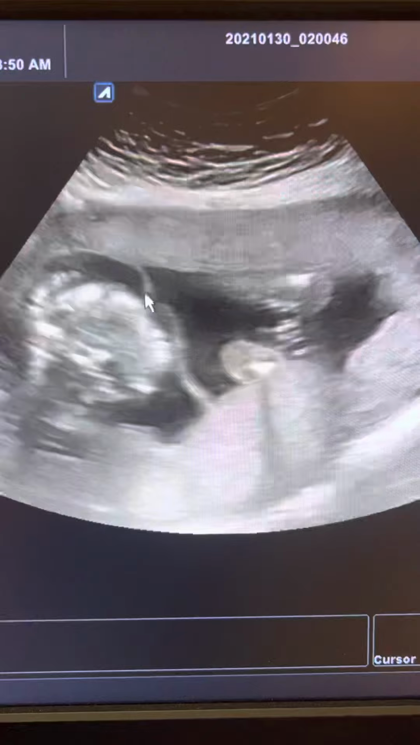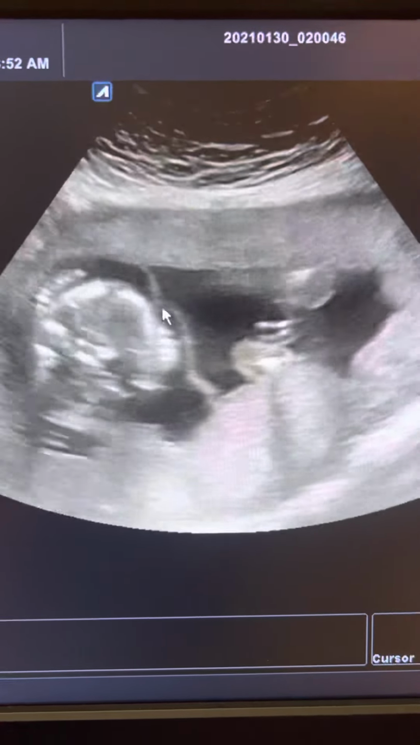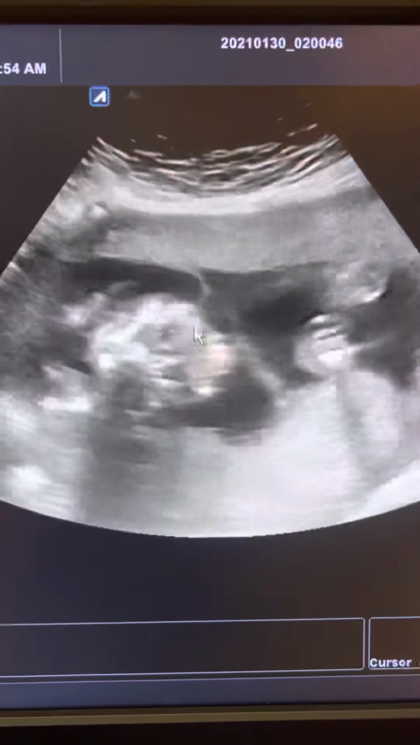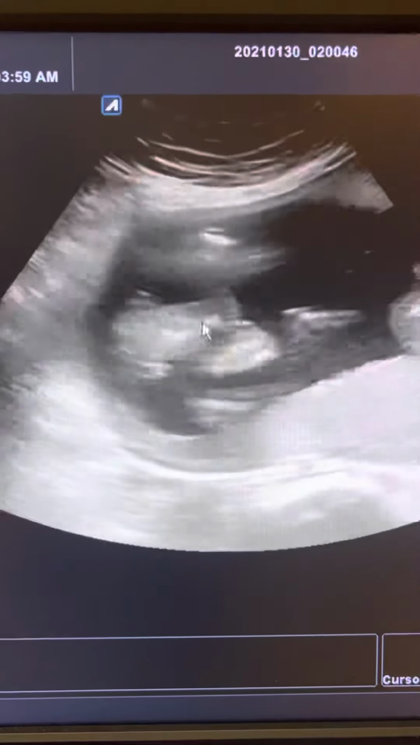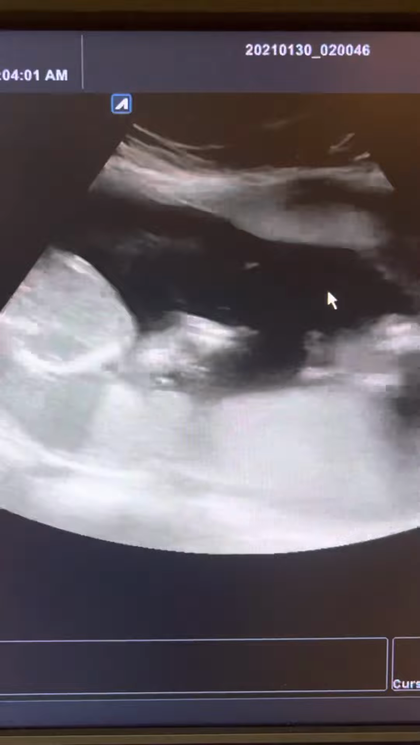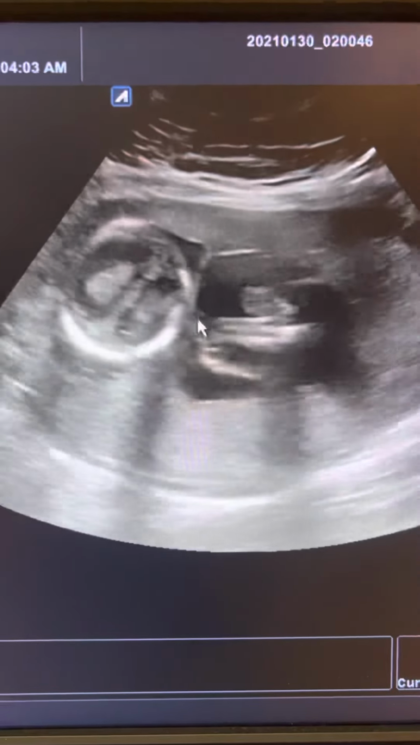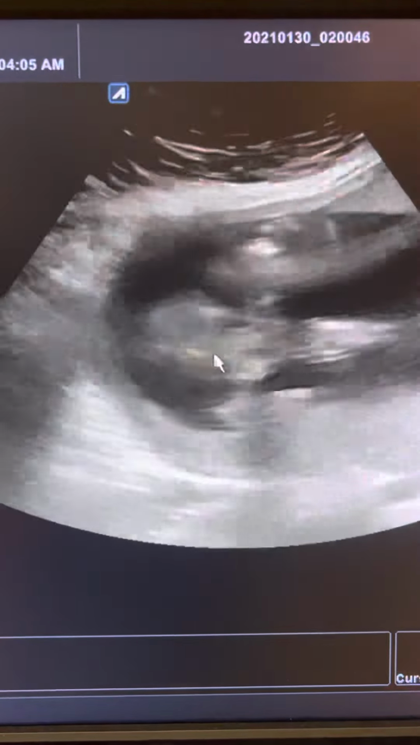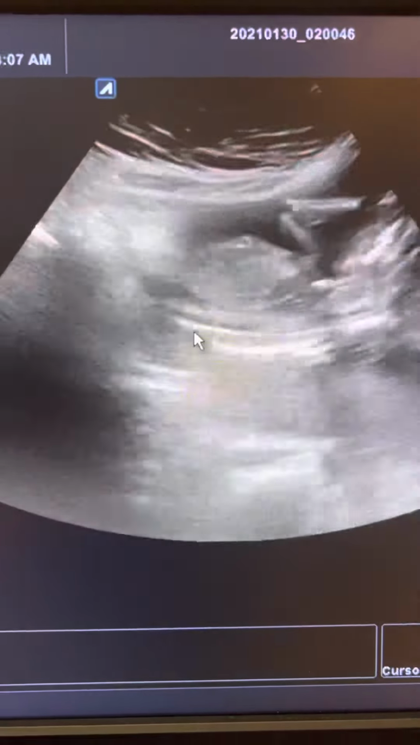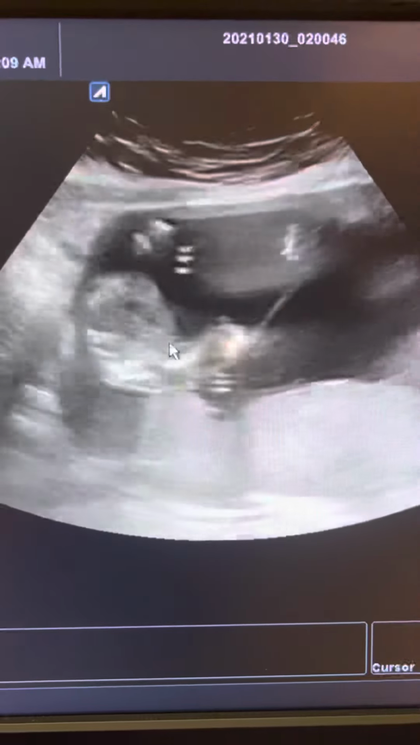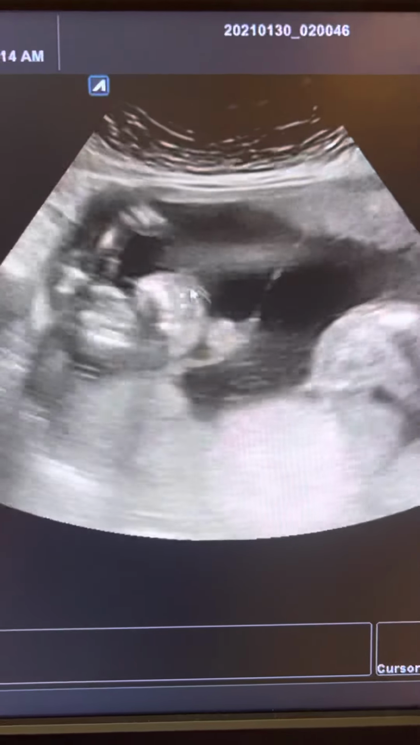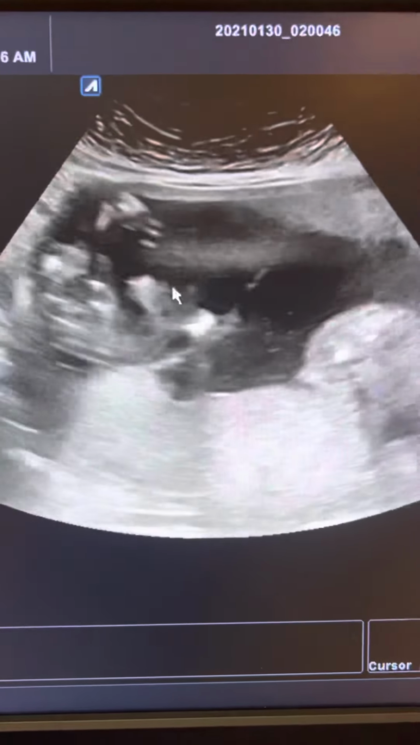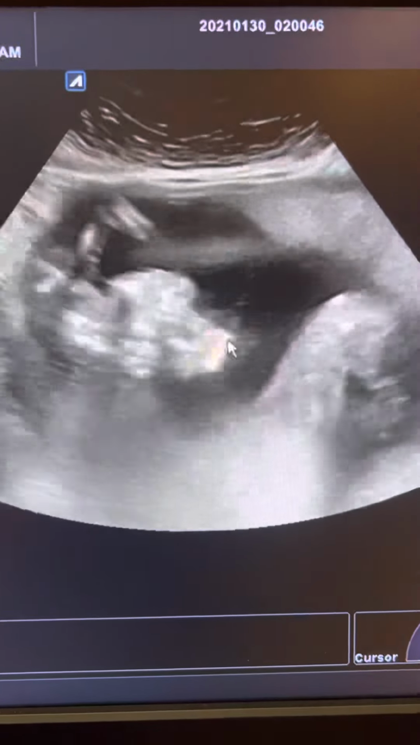If we look, we can see a membrane separating each fetus from the adjacent fetus. Here it's clearly seen. And this one is another membrane. This is fetus A, this is fetus B.